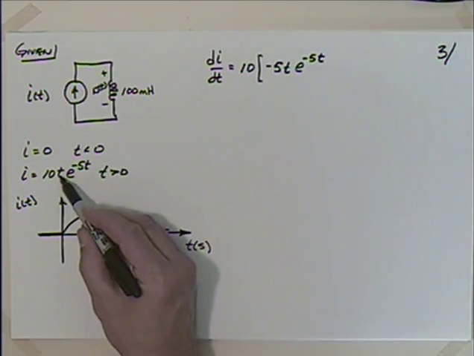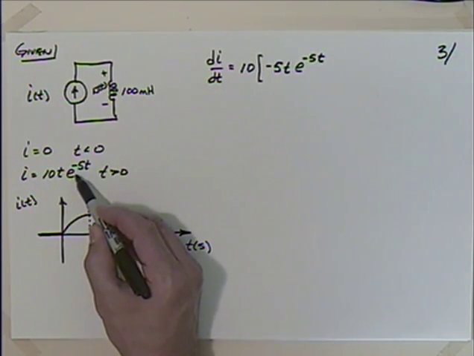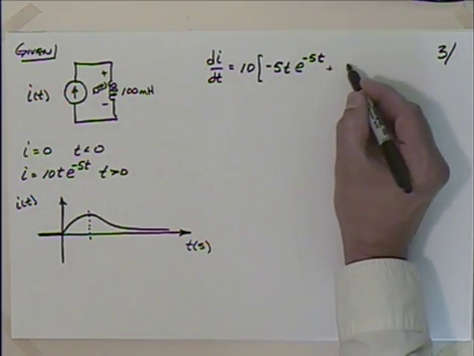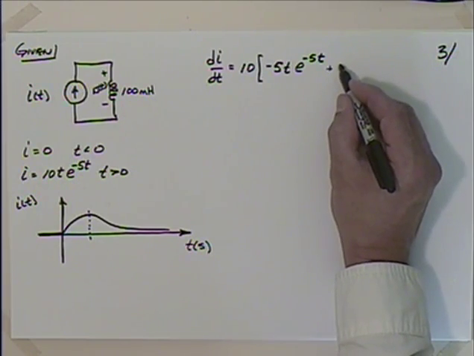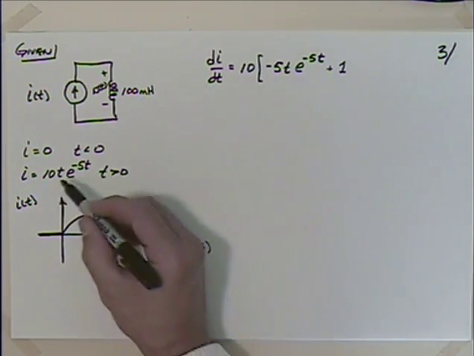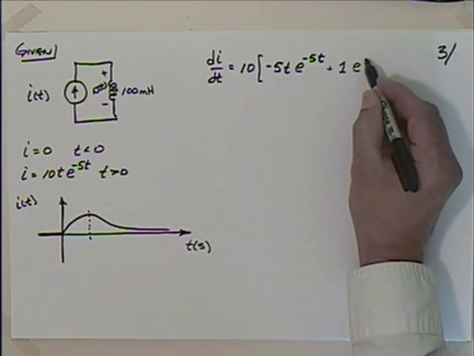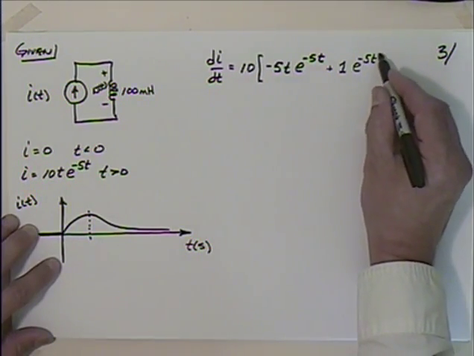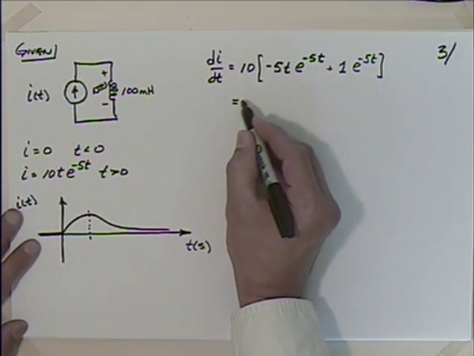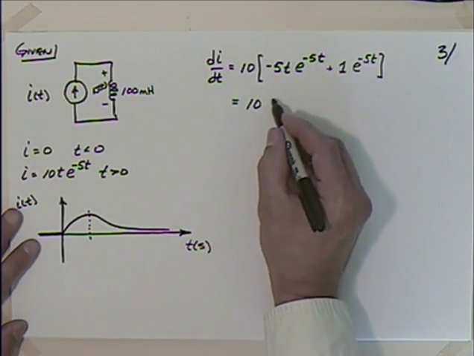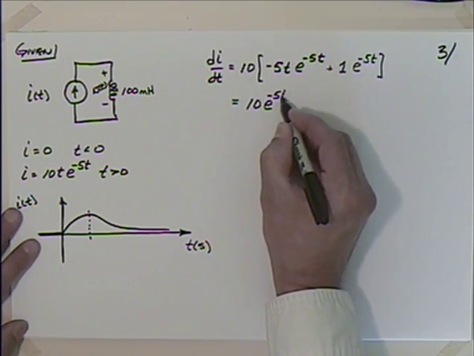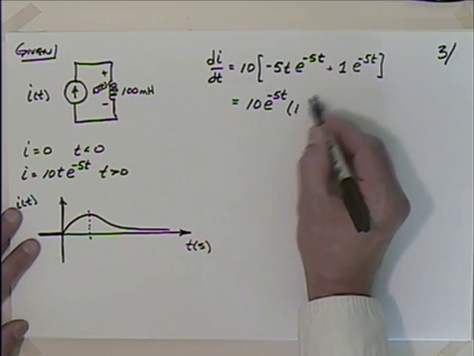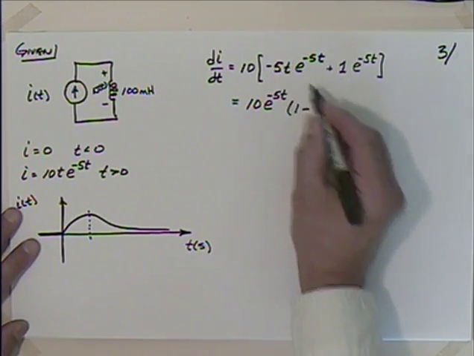So I've taken t and I've multiplied it by the derivative of e to the minus 5t, and then I need to follow through the product or the chain rule, and I will have 1, that's the derivative of the t, times e to the minus 5t. So when we get done with the work on this, this turns out to be 10 e to the minus 5t times what? 1 minus 5? Minus 5t.